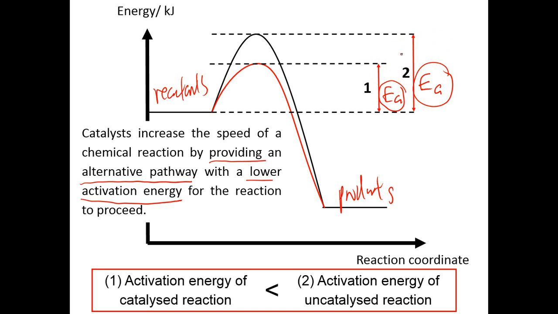It's a totally different pathway from the first uncatalyzed reaction profile. And this alternative pathway has a lower activation energy. Because it has a lower activation energy, it means that more particles now, when they collide, will have enough energy to overcome the lower activation energy and react to form your products.